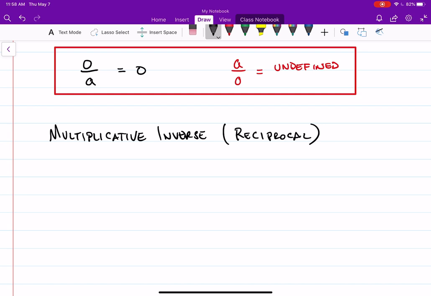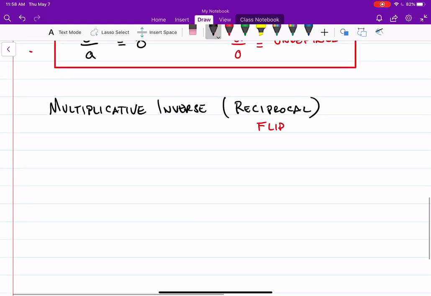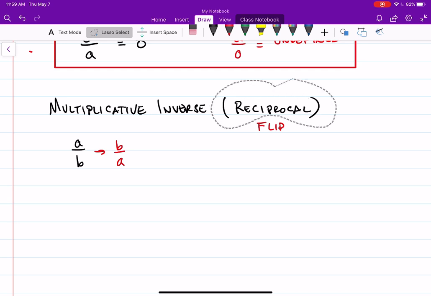Reciprocal just means to flip. Okay. So I'm going to say flip. Actually, let's do one better. Let's make that red. So reciprocal. If I had A over B, then my reciprocal would be B over A. I should even put this all in red. There we go. All right. So that's what reciprocal is.